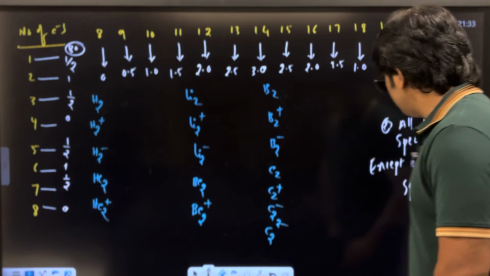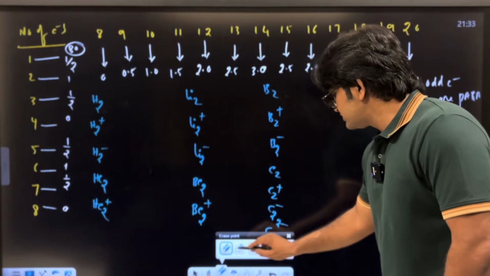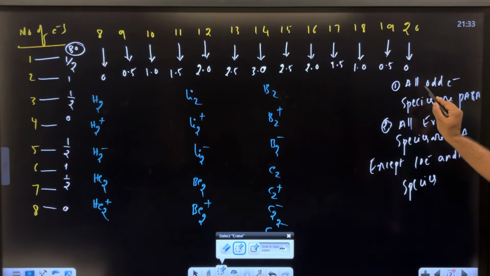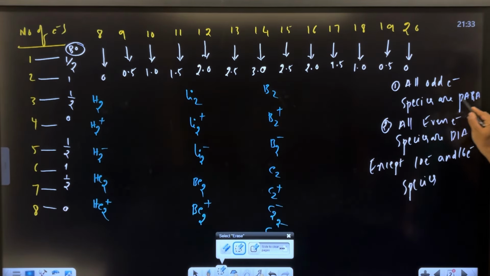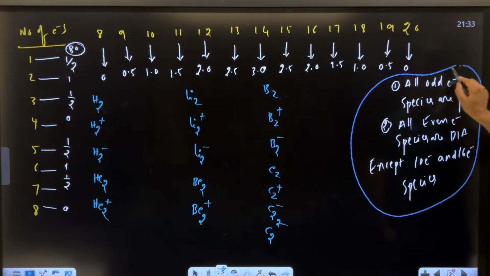I am going to remove these two statements because I need some space. Once again, remember these two points: all odd electron species are paramagnetic, and all even electron species are diamagnetic except these two, the 10 electron species and the 16 electron species.